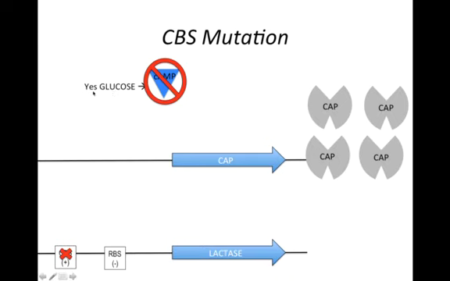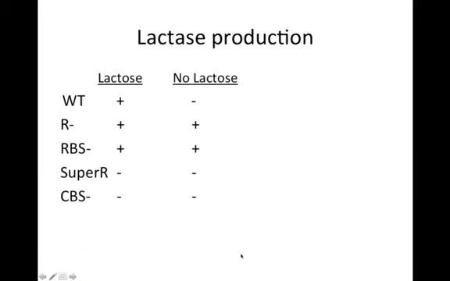Okay, the other case would be if we do have glucose. So now if we do have glucose, we have no cyclic AMP. The CAP stays in the non-binding form and now definitely will not bind. There's nothing to bind and there's nothing to bind to. And so again, lactase will be off. And so we can add this to our list of mutants. So down here we have if the CBS is mutated, is negative, then we will not produce lactase either in the presence or in the absence of lactose.